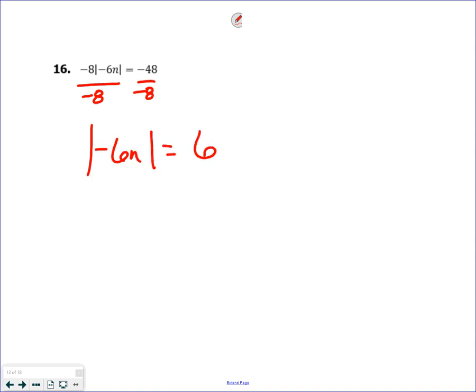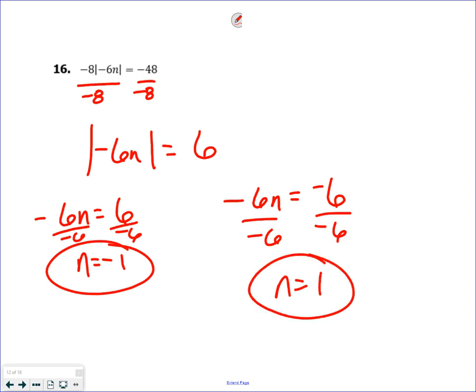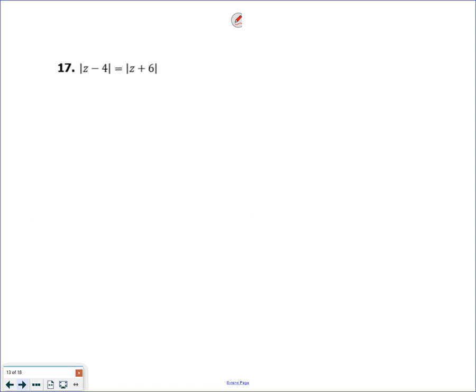And now I can do my 2 equations. -6n equals +6. -6n equals -6. I solve both of those. I get n to equal -1 and n to equal positive 1. When you put those back in, it does work for both of those, and so the answer works.